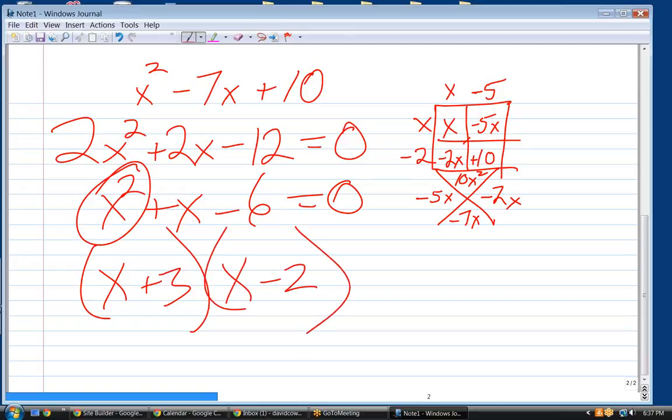Wait, how did you do that so fast? How did you get the x plus 3 and then the x minus 2? Well, I know it's x and x. Whenever you start out with an x squared, it's x and x. Once it's x and x, then it becomes relatively easy. My next step is to see what my signs are going to be. That negative sign tells me that they have to be different from one another. One has to be positive, the other has to be negative.